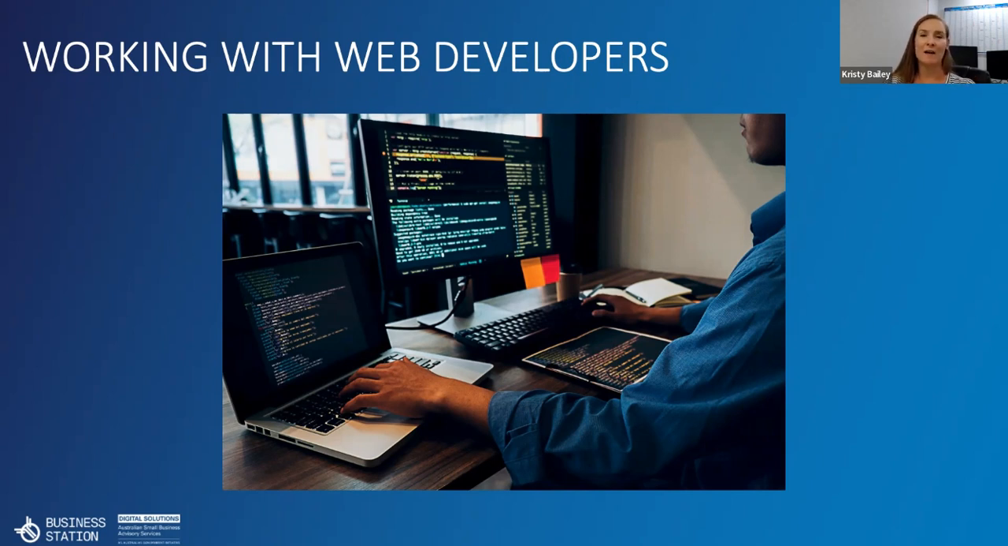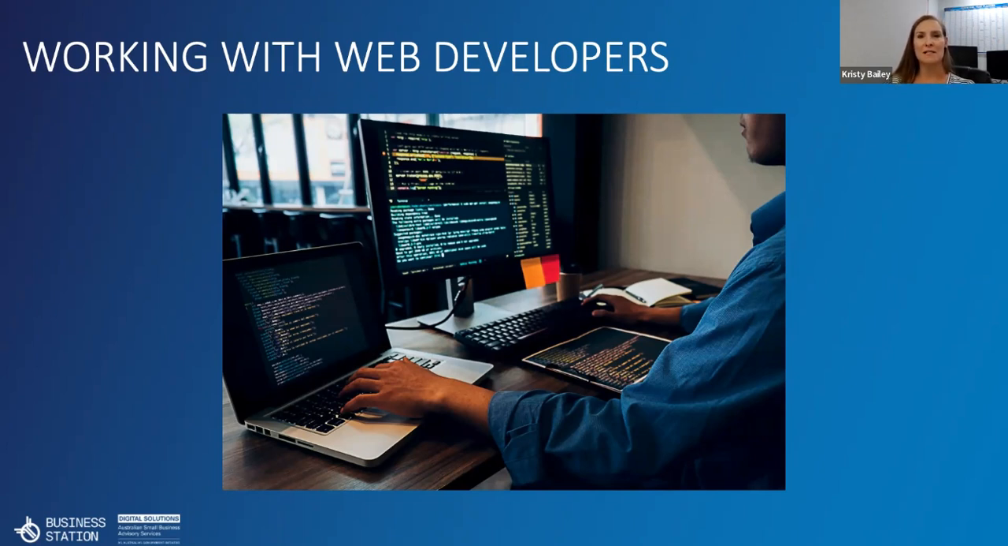And if you can, I think it's beneficial to meet with a developer face-to-face. Now, that could be face-to-face like we're doing now. It doesn't have to be in person, but having some dialogue with them. Things can get lost in translation via email and messaging services. So I would always try and give them a call, have a chat, make sure you both are on the same page.